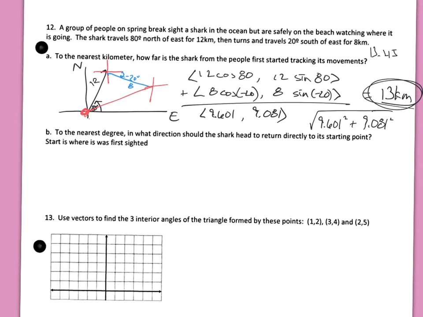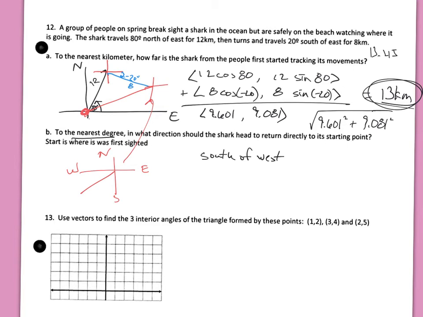Now, to the nearest degree, and in what direction? Well, I don't know if you can tell by my little red directional guy. He looks like this. If I blow him up a little bit, that's that. So this is west, this is east, this is north, and this is south. So it looks like it has to go south of west. But we don't know how many degrees.